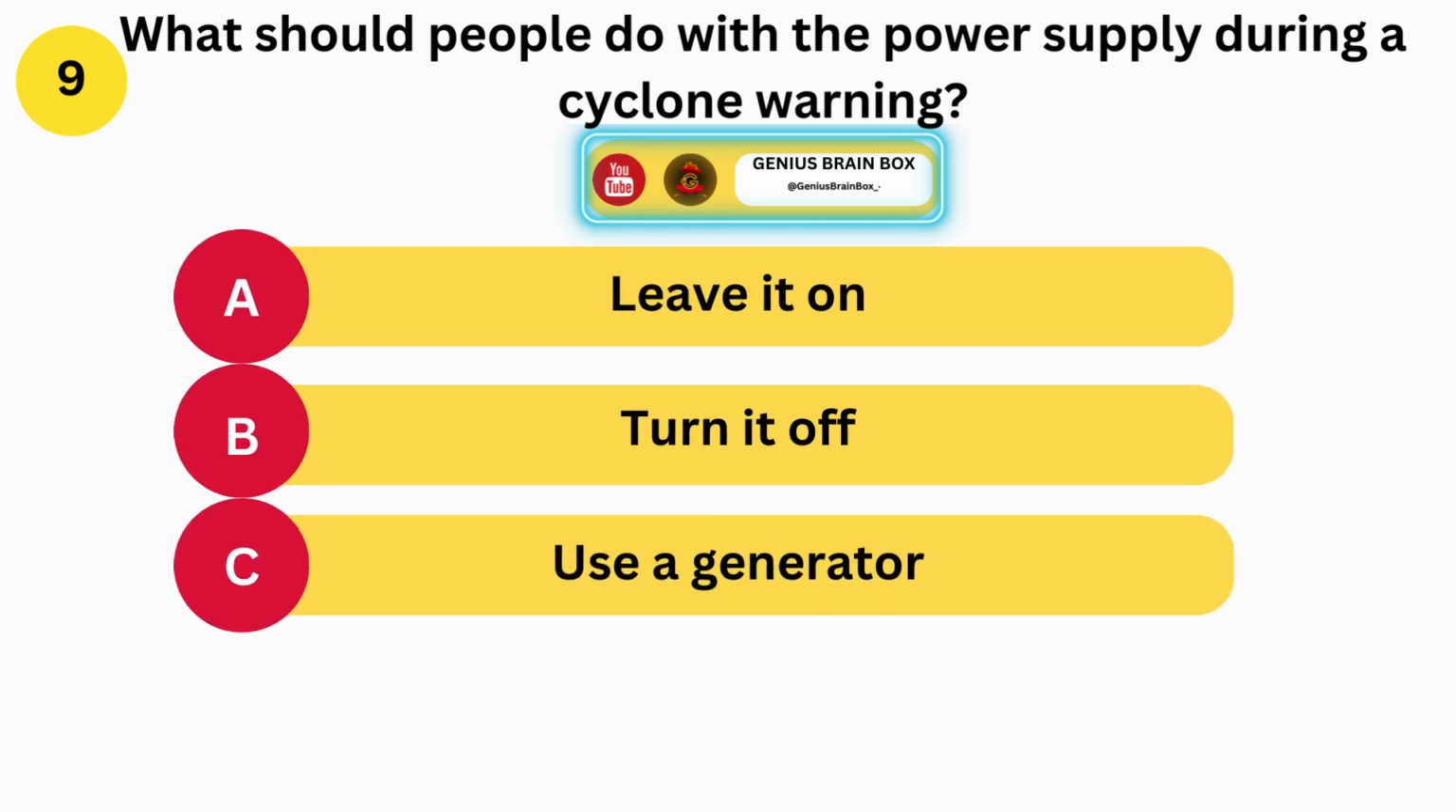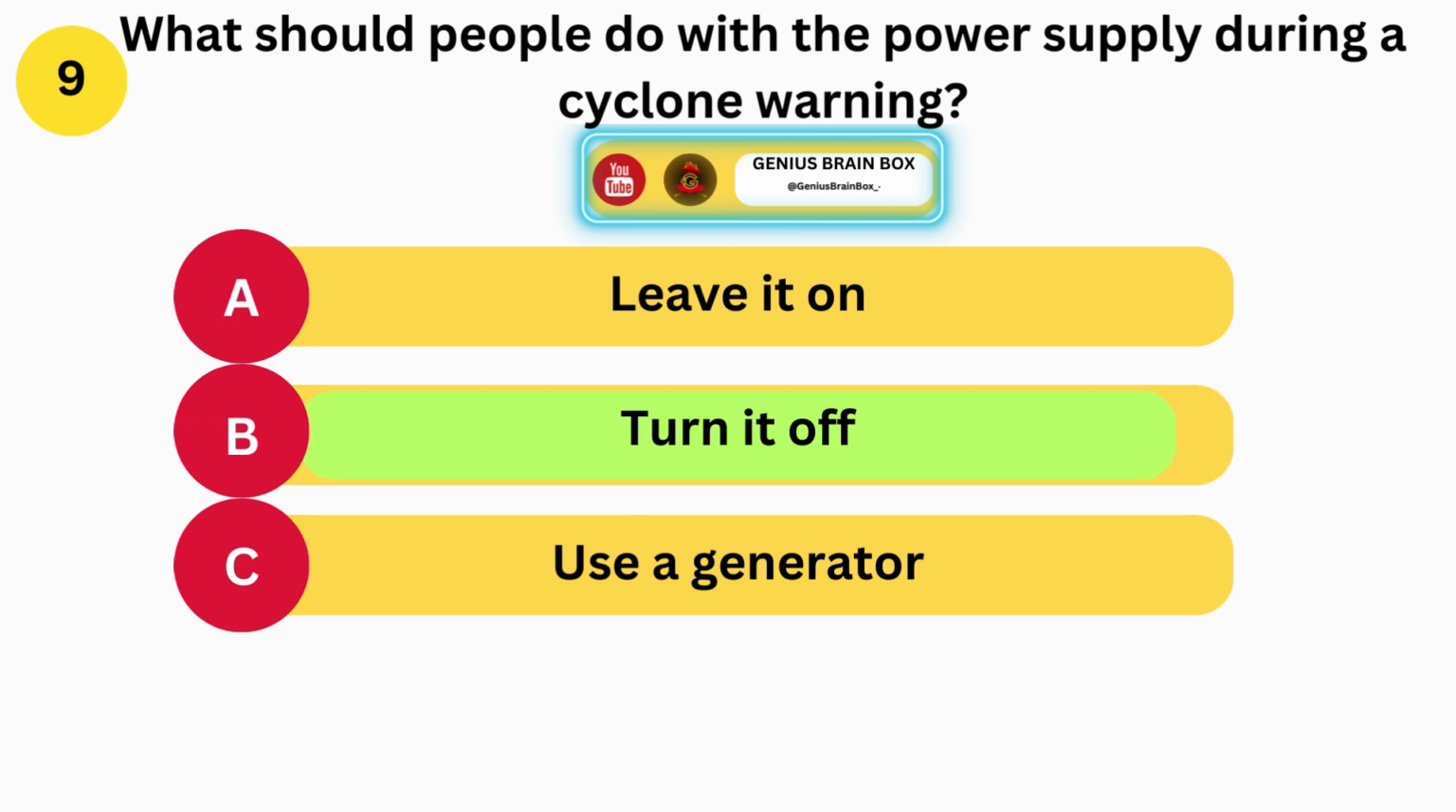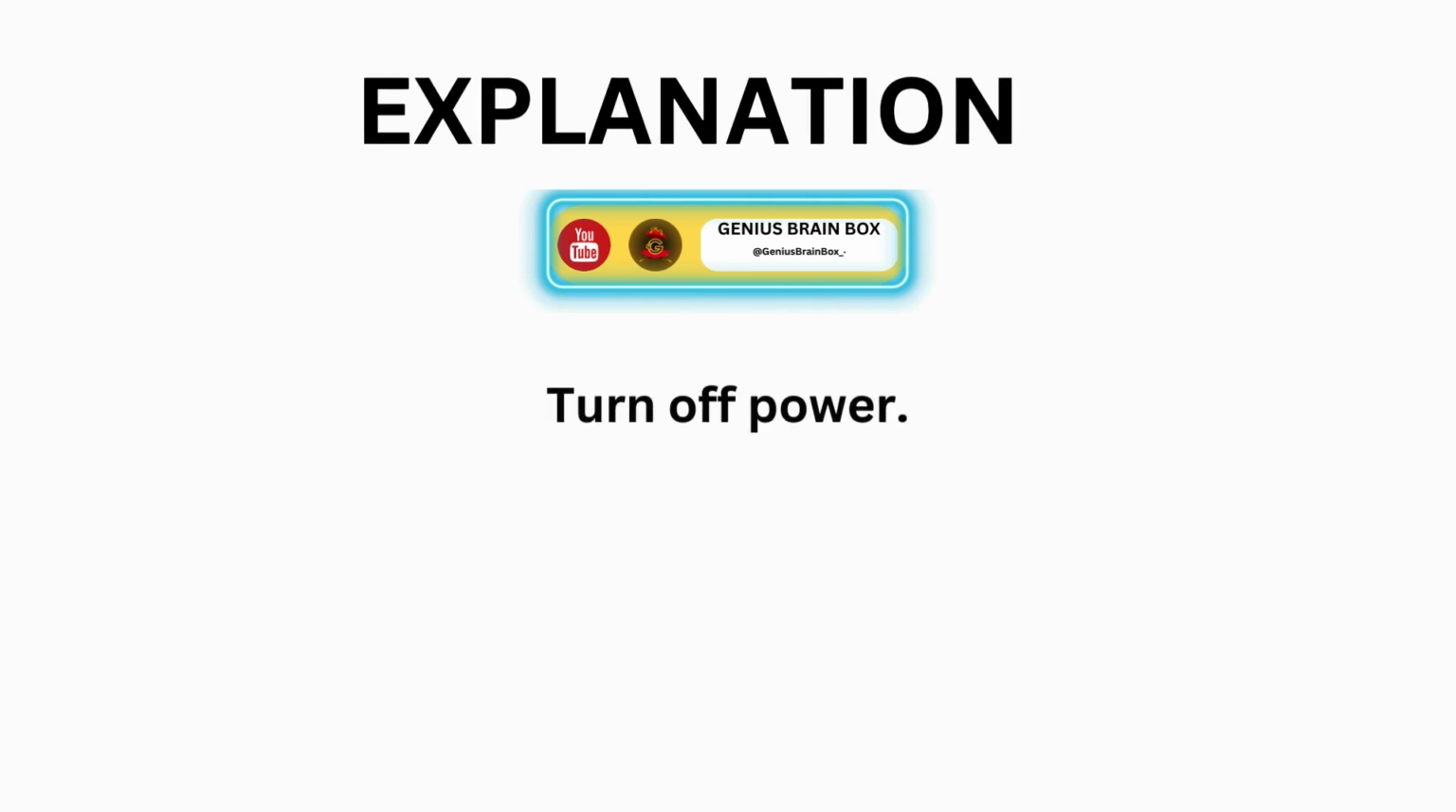What should people do with the power supply during a cyclone warning? Option A, leave it on. Option B, turn it off. Option C, use a generator. Correct answer is... Explanation. Turn off power.